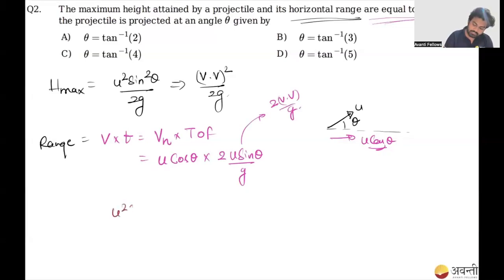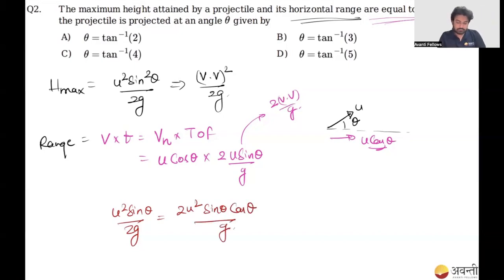So it is u square sine square theta upon 2g, that is equal to 2u square sine theta cos theta upon g. So it is asking basically theta. How much is theta? So from here we can cancel u square, g, sine theta. From here we'll get cos theta is equal to 1 by 4.